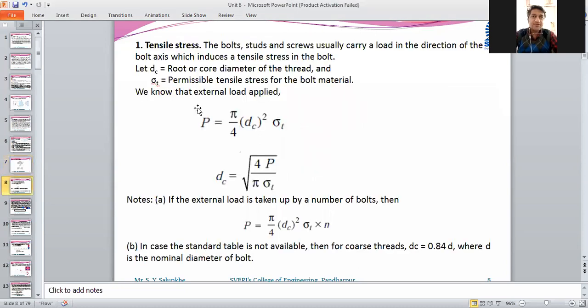In that case, first of all, only tensile load is applied, hence tensile stresses will be generated. Then the tensile stresses which are induced in the bolt, that you are going to calculate. The bolt, studs and screws usually carry a load in the direction of the bolt axis, as I have explained right now, which induces tensile stresses only. That is, these bolts, studs, and screws normally undergo tensile stress.